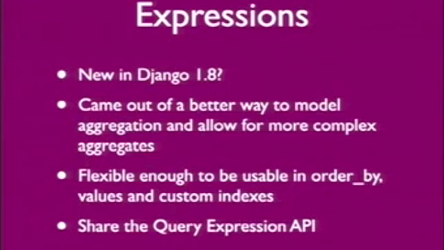And these objects share the query expression API that we had before, so they can be monkey patched to support third-party databases. You can create a third-party implementation and it will work and Django will understand it. It doesn't rely on an internal lookup table.